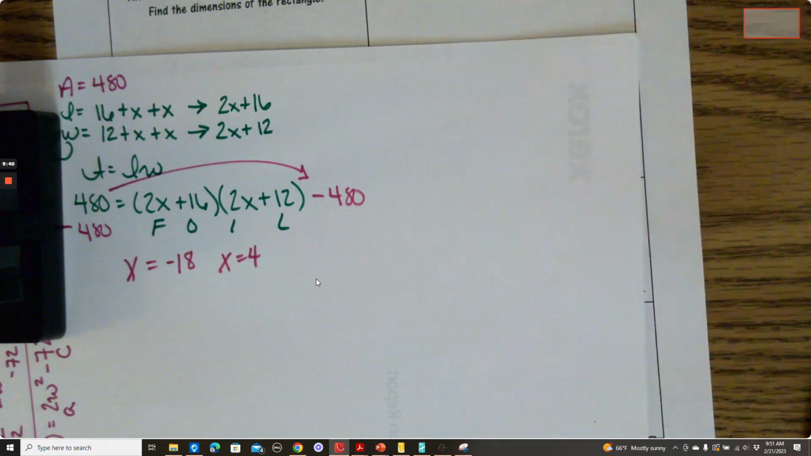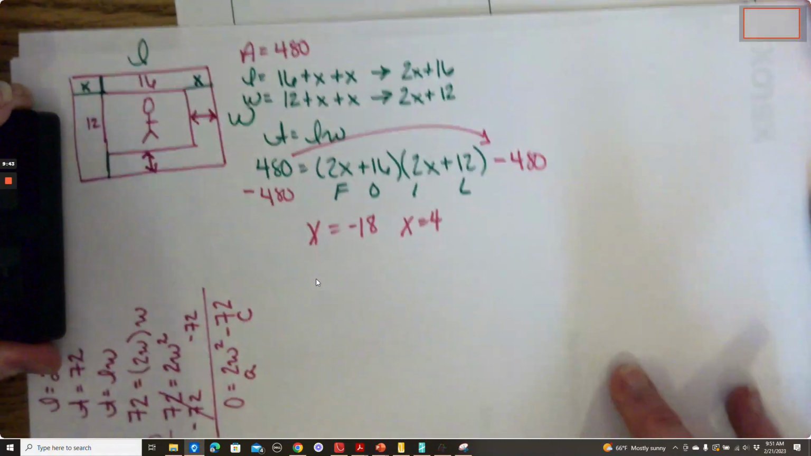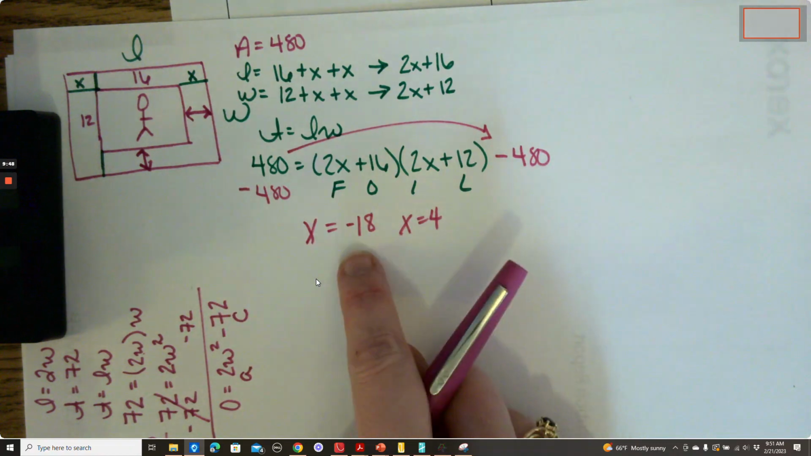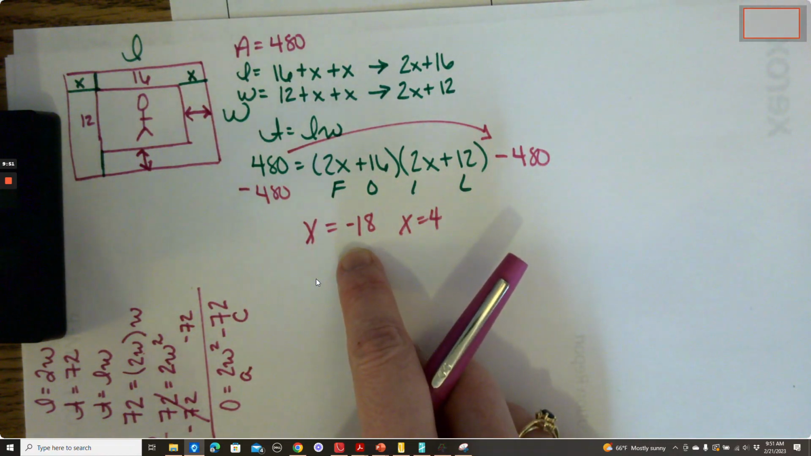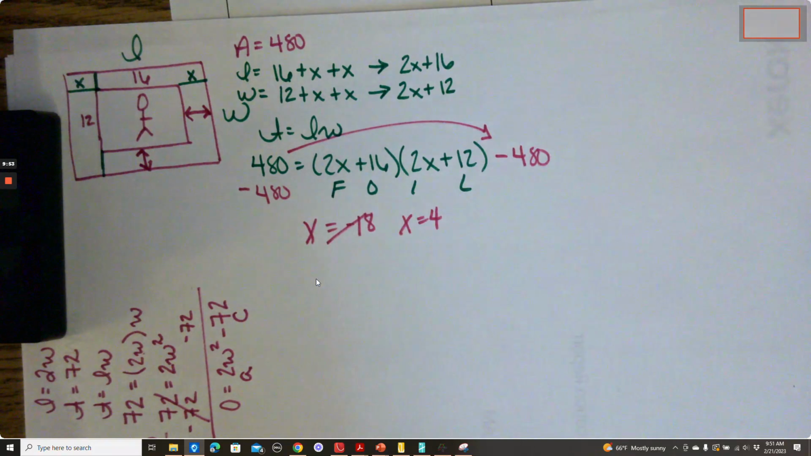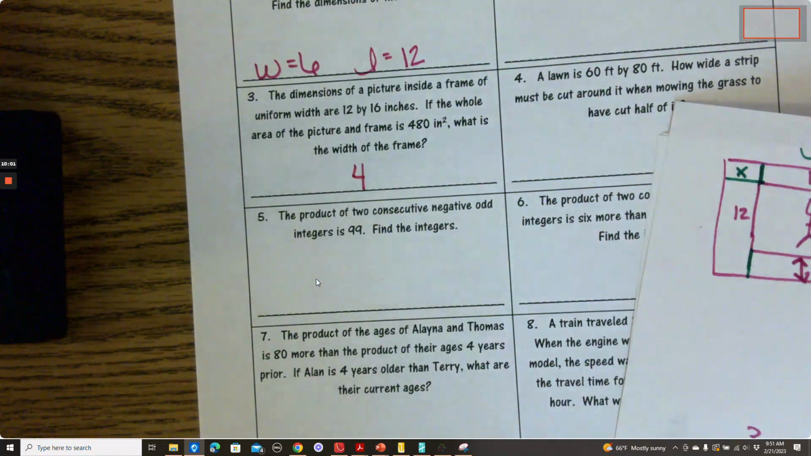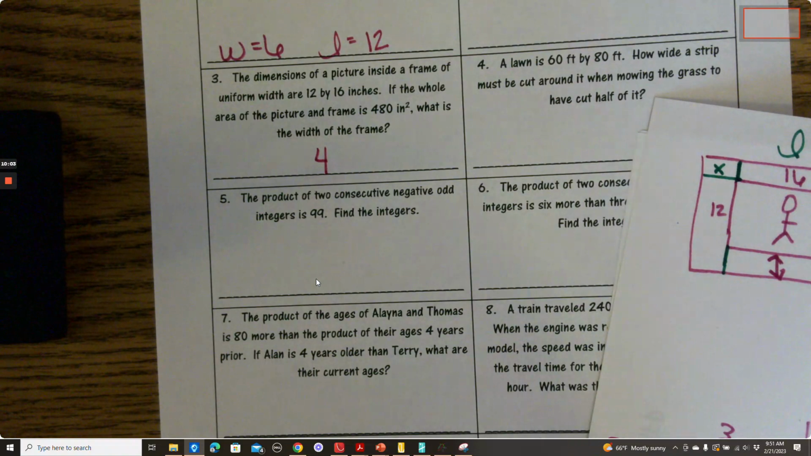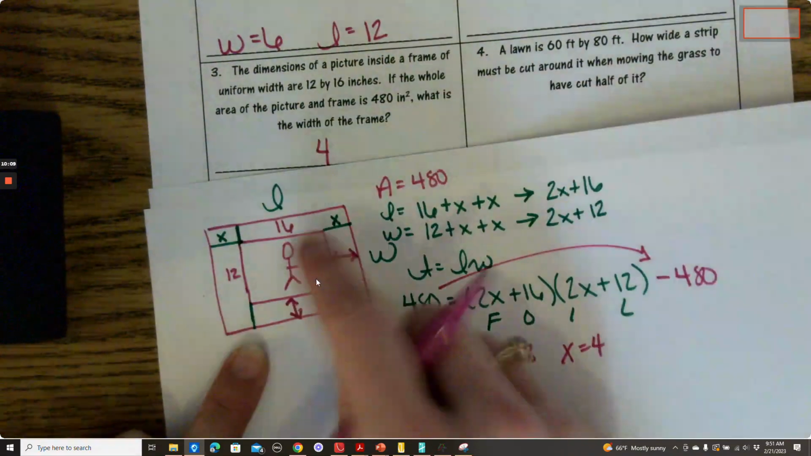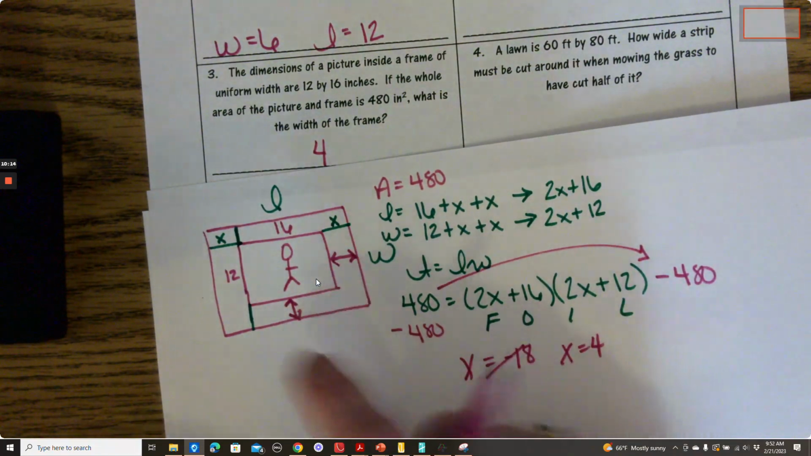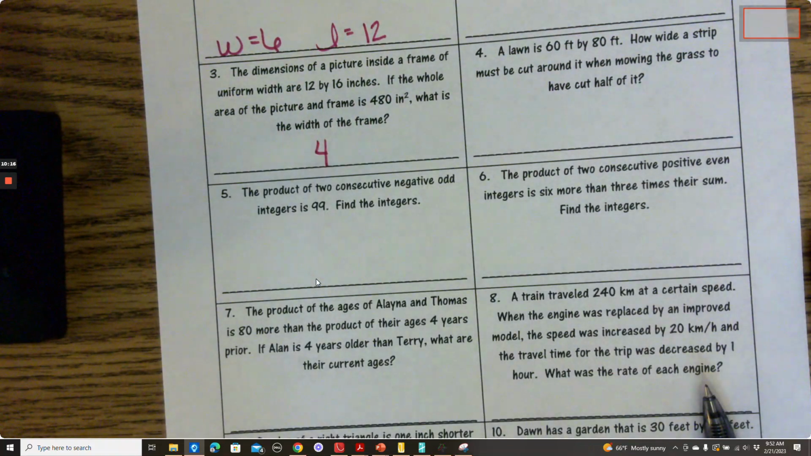So X is representing this distance here. Can this distance be negative 18 inches? No, you can't have a distance that's negative 18. So we know the width of that frame is 4 inches, and it can only be 4 inches. Those are probably some of the hardest ones. Those mess me up. Anything where it's doing like a box, and then sometimes it's a sidewalk around the box. I don't know. For me, those are the toughest ones.